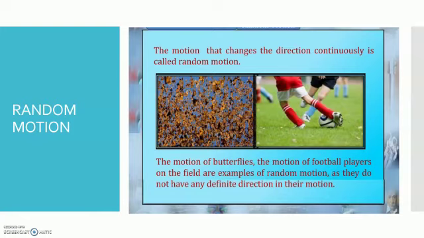The next type of motion is random motion. The motion that changes the direction continuously is called random motion. For example, the motion of butterflies, the motion of football players on the field, as they do not have definite direction in their position or motion.